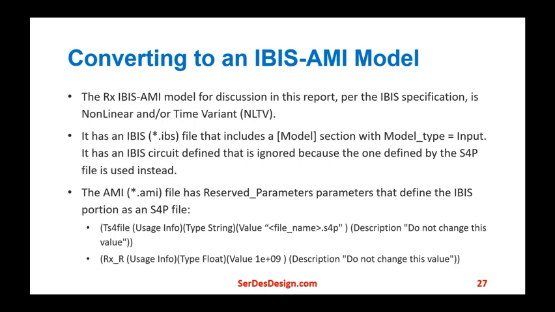The AMI file has reserved parameters that define the IBIS portion as the S4P file. So in the AMI file, there's the parameter TS file that defines the S4P file, and there's the parameter RxR that defines the load resistance, which will be set to infinite impedance using 1e9.